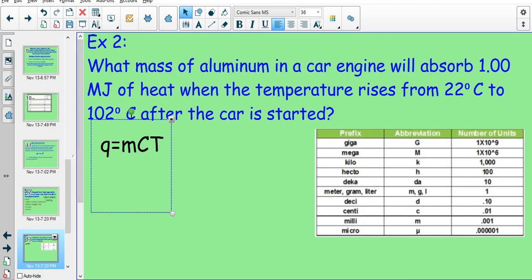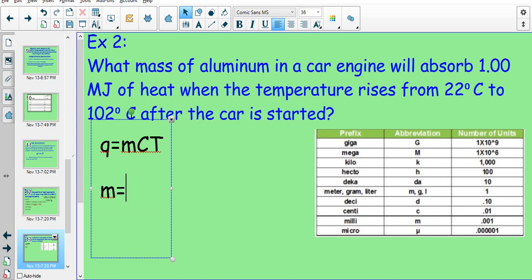The next example, it's a similar question. It doesn't say anything about a coffee cup calorimeter, but it does imply that we can use the given formula. So Q is equal to MC, remember there should be delta T, except it's not asking us for heat. It's already given us heat. So the question is, what mass of aluminum in a car engine will absorb 1 megajoule of heat when the temperature rises from 22 degrees Celsius to 102 degrees Celsius after the car is started? So it's not asking us for temperature, it's already given it to us. In fact, it's asking us for mass.